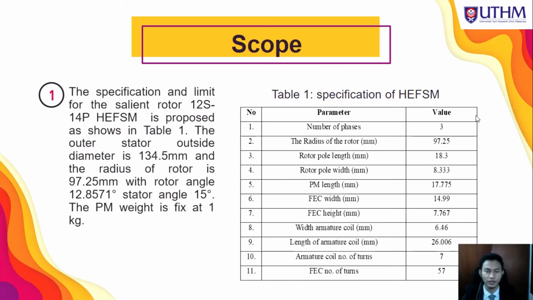This is the scope of this project. First, the specification of the HFSM motor is based on Table 1. The outer radius of the stator is 134.5 mm and the radius of the rotor is 97.25 mm. The rotor angle is 12.8571 and the stator angle is 15. In this project, we fix the permanent magnet at 1 kilogram.